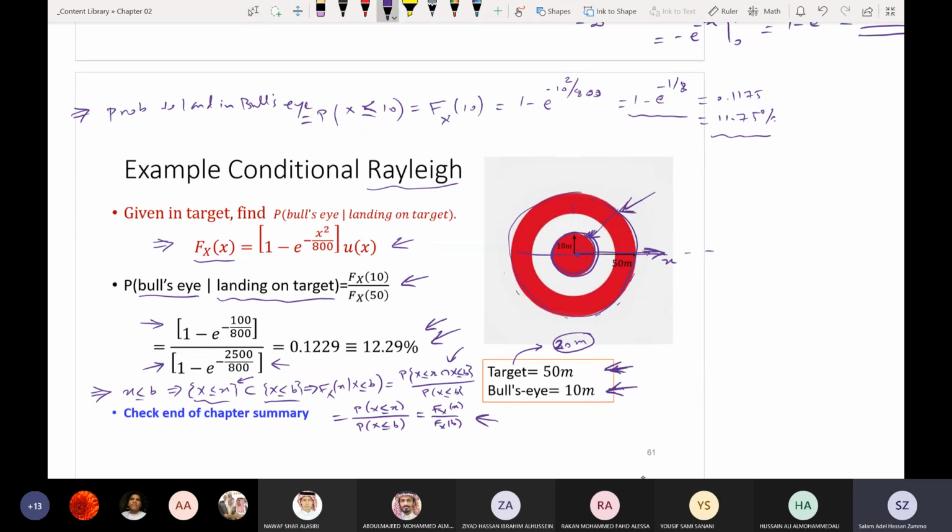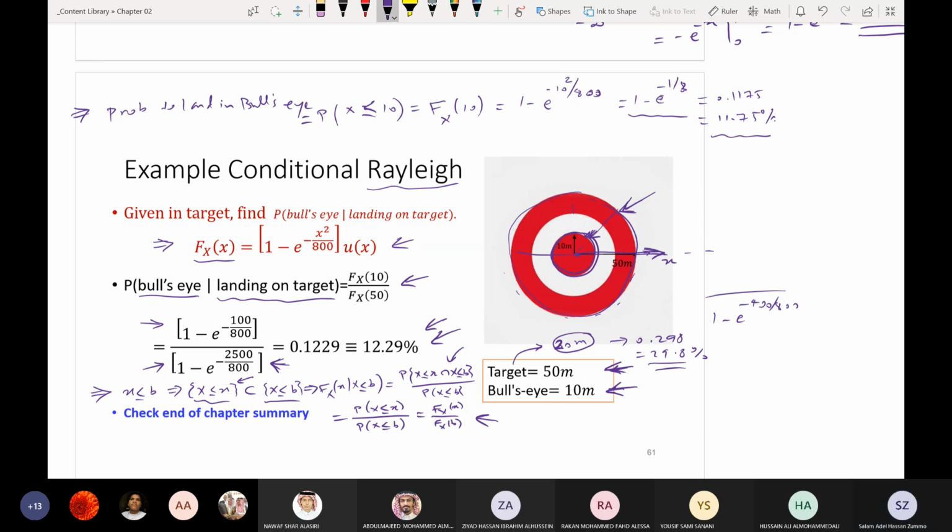So the only thing you need to change is the denominator. For 20 meters, it will be 1 minus e to the minus 400 over 800. 0.298, which is 29.8%. You see, it's much larger because now the target is much smaller, and hence, knowing that I am in the target, the probability that I hit the smaller red circle becomes larger and larger.